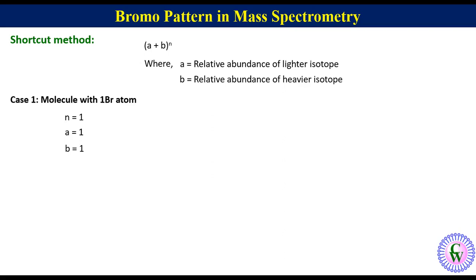Now putting these values in the formula of (A plus B) power n will give (1 plus 1) power 1 or 1 plus 1. This is the relative abundance of M and this is the relative abundance of M plus 2. So the relative abundance of M and M plus 2 peaks will be 1:1.